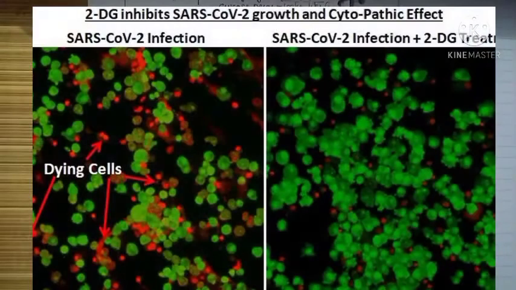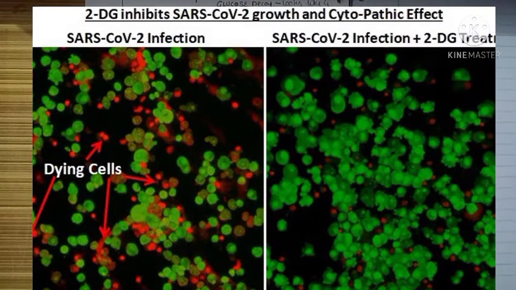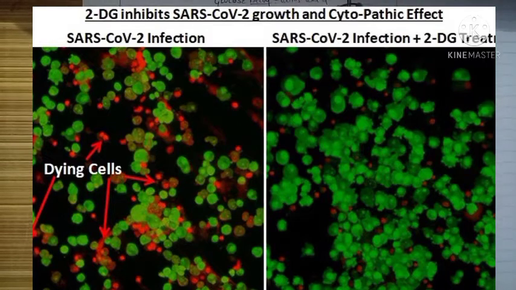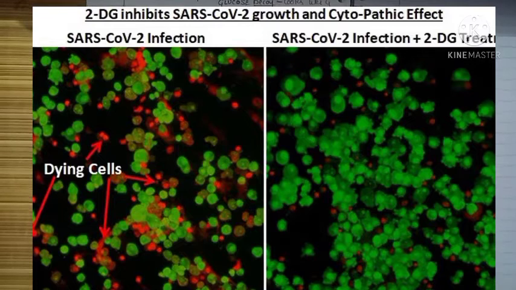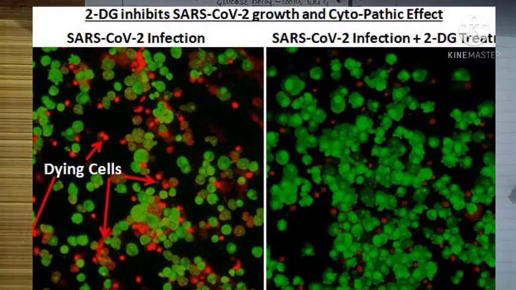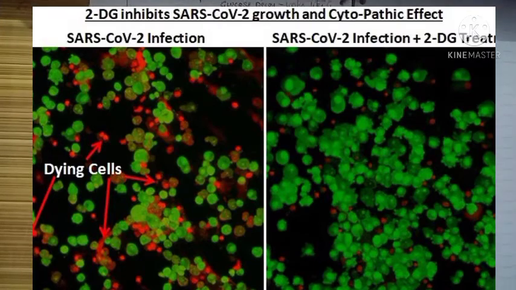So this is the first image. On the left you can see the red, those are infected cells that are dying. When we introduce the 2DG, that is 2-deoxy-D-glucose, as you can see in the right image, the infected cell number has gone down. This is because this drug decreases the viral replication, and hence the infected cell number comes down.